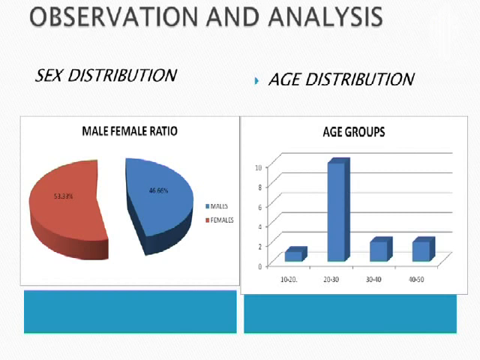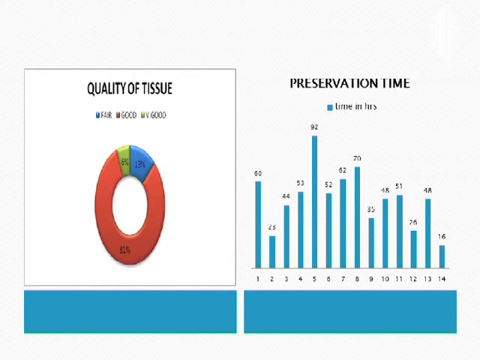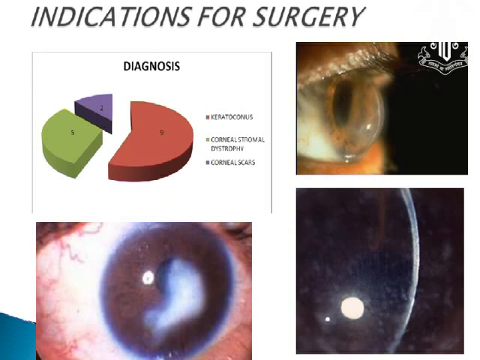Male and females were equally distributed. The age group of the patients was mainly from the 20 to 30 age group. The left eye was more predominantly involved, and the donor tissue came from the 60 to 70 age group. The quality of tissue was mostly good, and preservation time ranged from 16 to 92 hours. The major indication for surgery was keratoconus.